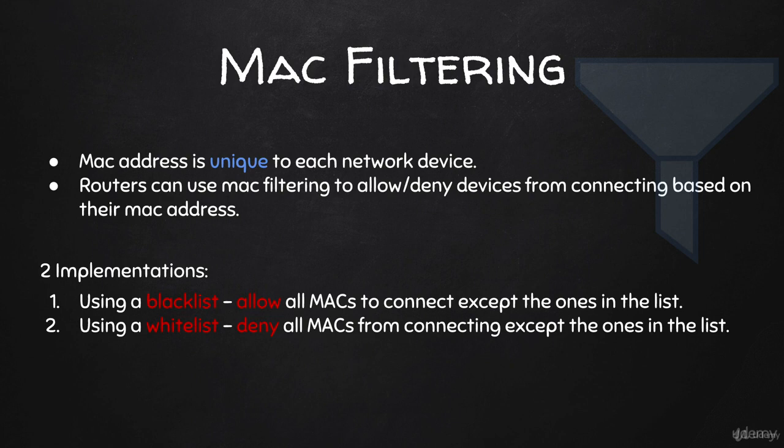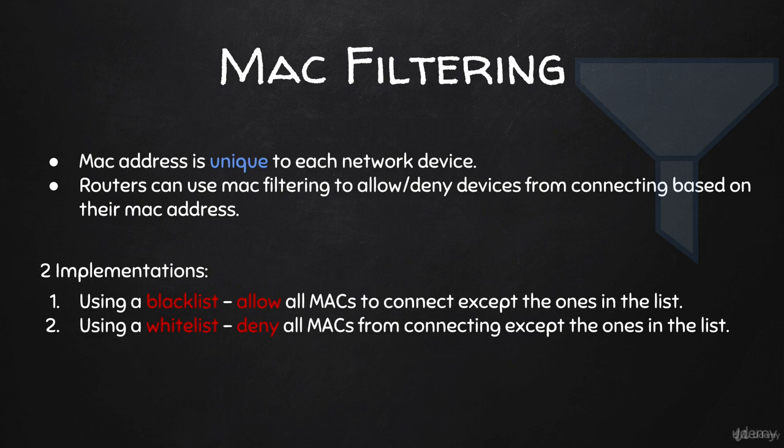MAC filtering can be implemented in two ways. The first method is using a blacklist. So the network will prevent any device that's listed in that blacklist from connecting to the network, but allow everybody else to connect to it. This can be easily bypassed by changing your MAC address to a random MAC address, and then you'll be able to connect to the network.